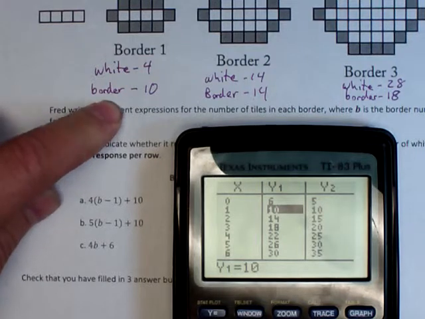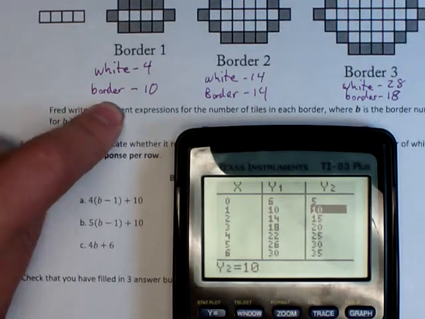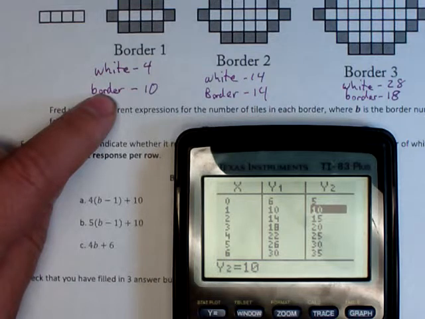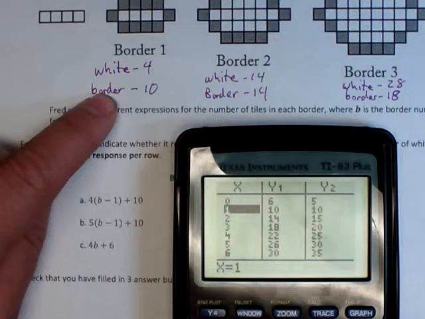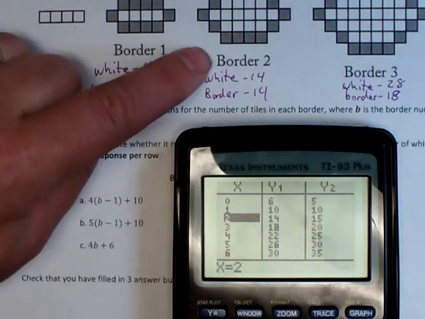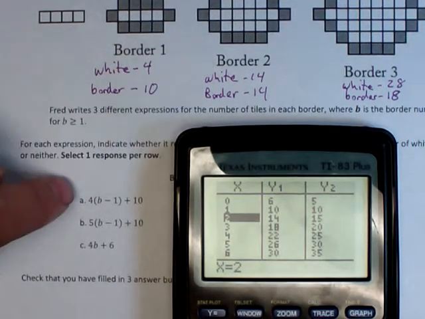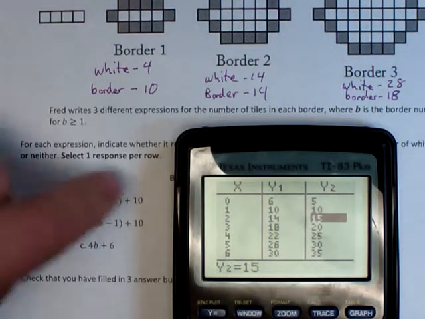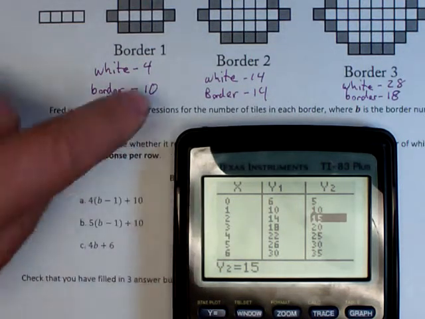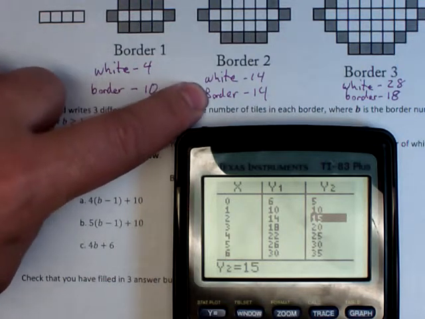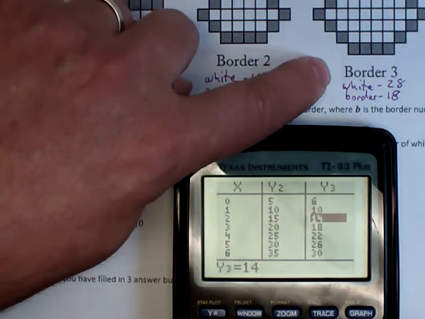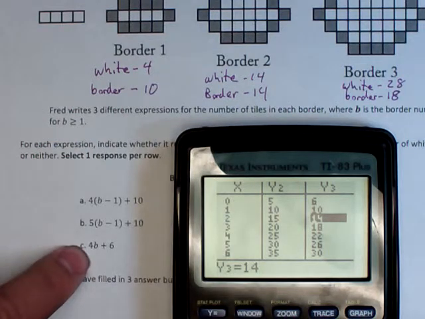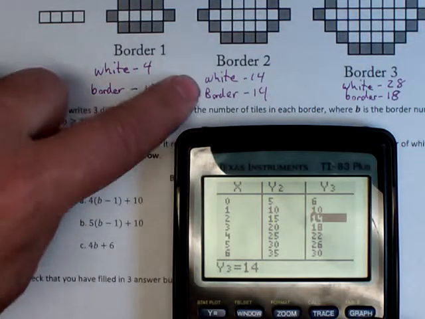Okay, and so that's the border number. The second expression gives me 10, and my third expression gives me 10. So far it seems like everything's working. For border 2, the first expression gives me 14, the second expression gives me 15. Well, 15 isn't the number of border tiles or the number of white tiles, so that seems like a problem. And then expression 3 gives me also 14. So it's checking out here.